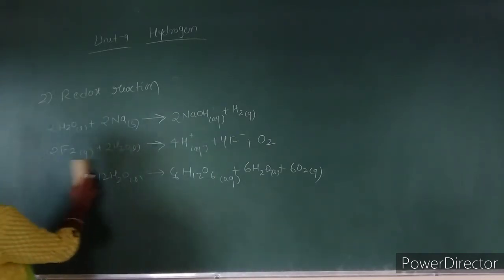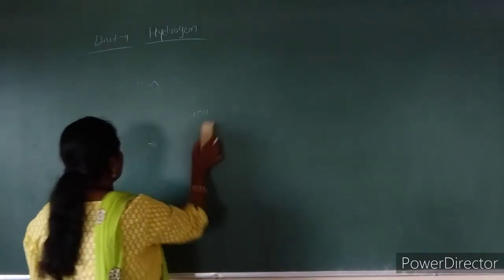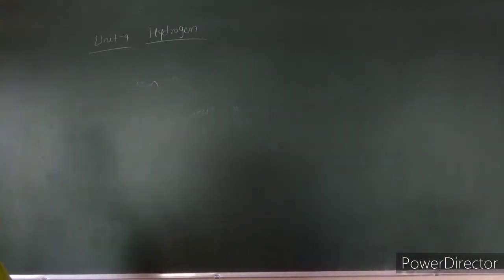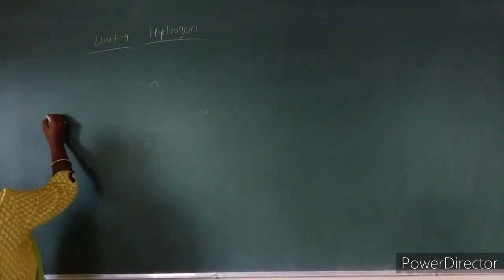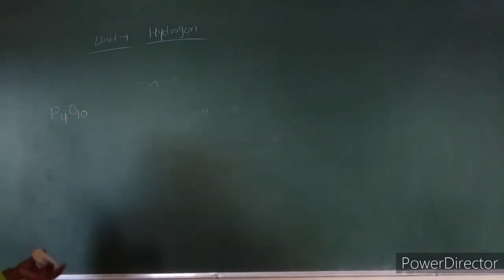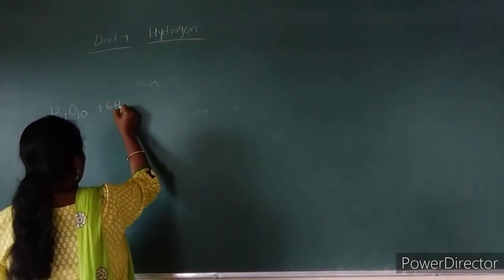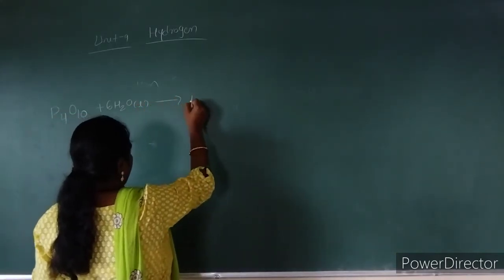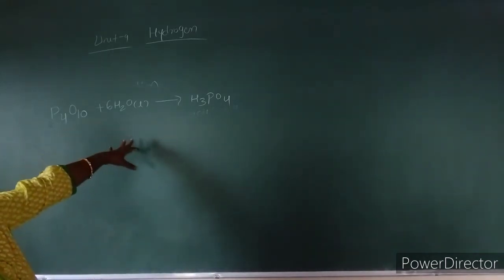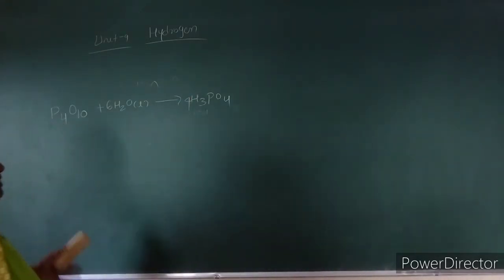And the third one is the hydrolysis nature of water. Water is polar in nature, so that is why most covalent compounds and ionic compounds are soluble in water, and it forms many reactions. Whenever phosphorus pentoxide reacts with the water molecule, it undergoes hydrolysis into orthophosphoric acid.